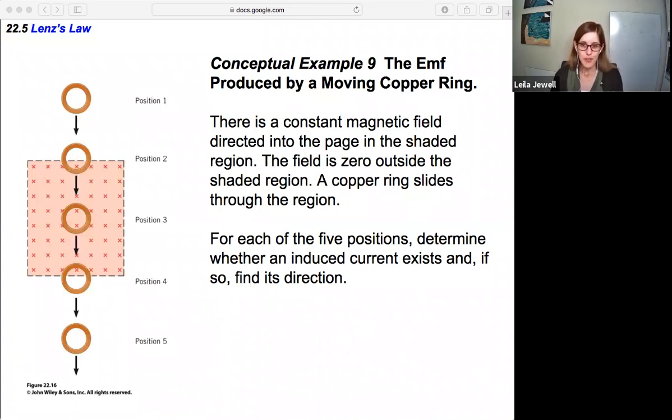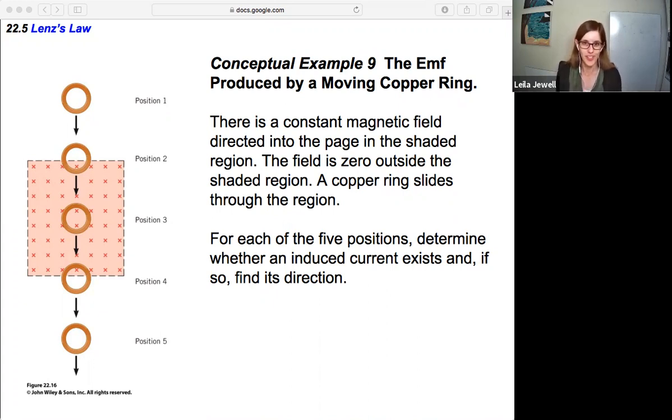The EMF produced by a moving copper ring. There's a constant magnetic field directed into the page in the shaded region. The field is 0 outside the shaded region. The copper ring slides through the region. For each of the 5 positions, determine whether an induced current exists, and, if so, find its direction.